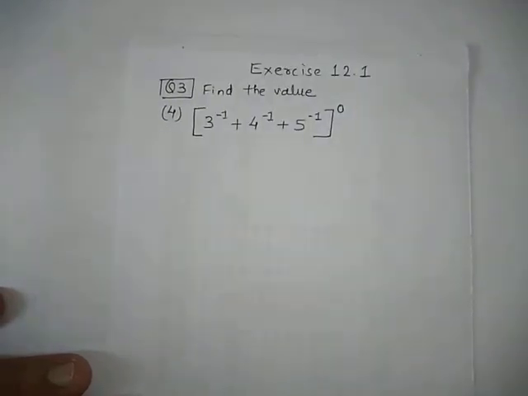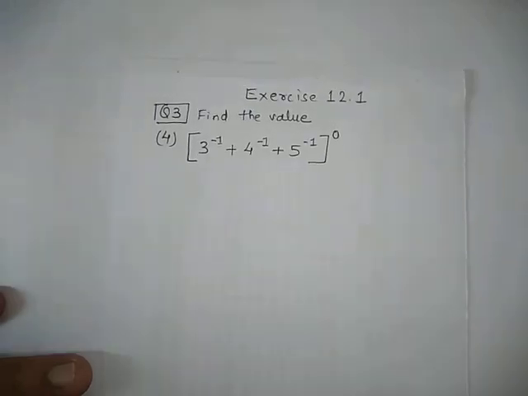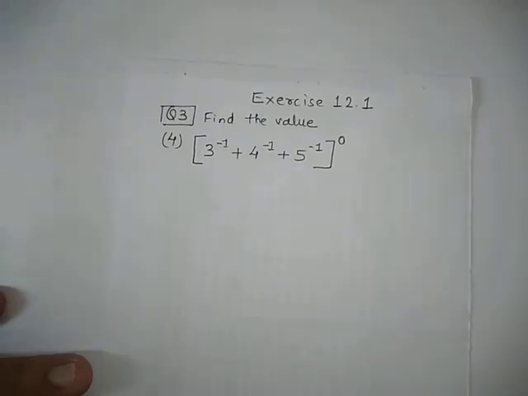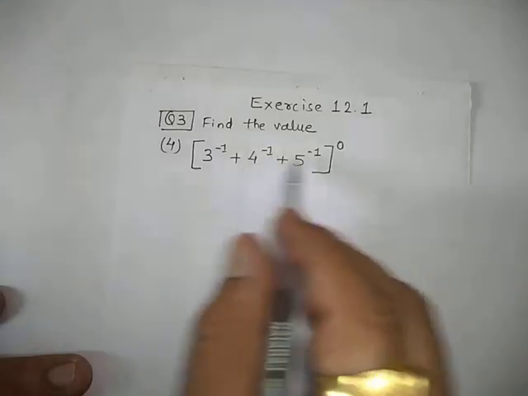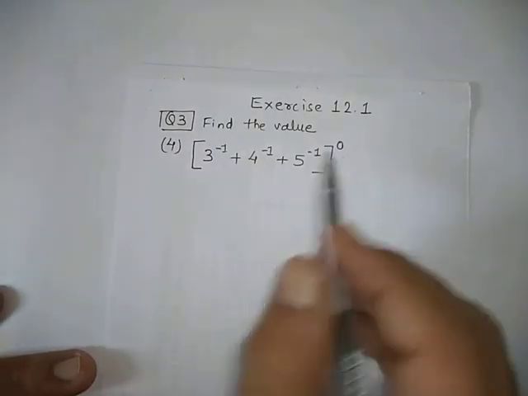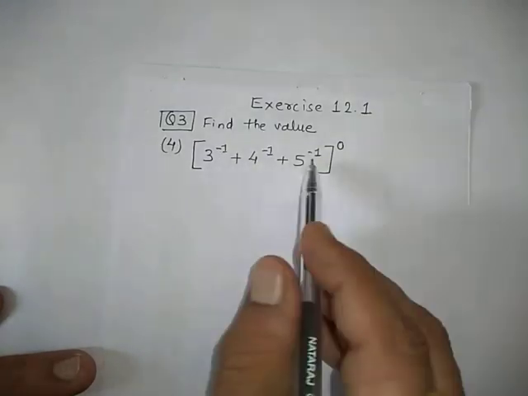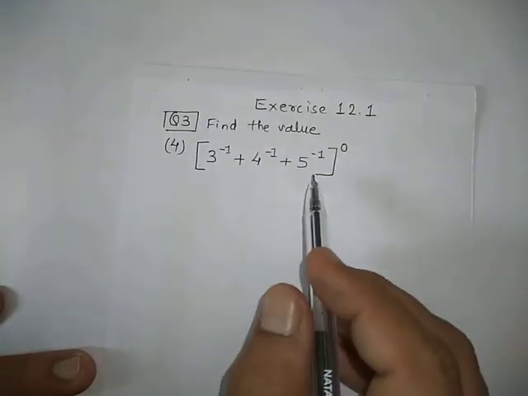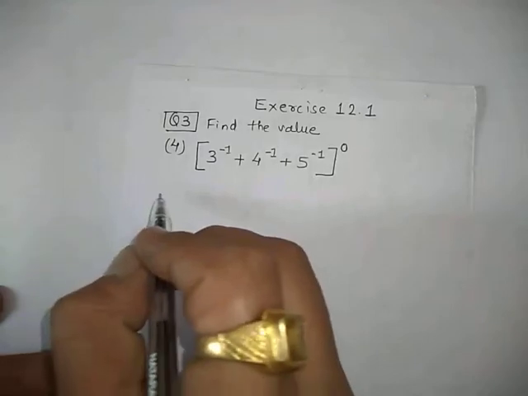Now question 3, fourth sum, find the value. Also we will solve. All raised to 0. They have given everything raised to 0. So I could directly write that any bracket raised to 0 is always of value 1. But let us solve it and see.